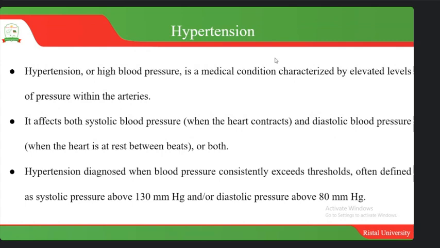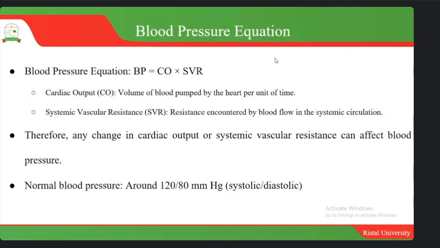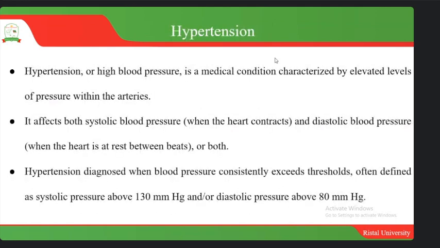So hypertension, or high blood pressure, as sometimes people call it, is a medical condition characterized by elevated pressure within the arterioles. So these pressures can increase beyond the normal, and we mentioned the normal is 120 over a range of 60, 70, 80. So when it is above that, then someone can be categorized as having high blood pressure.